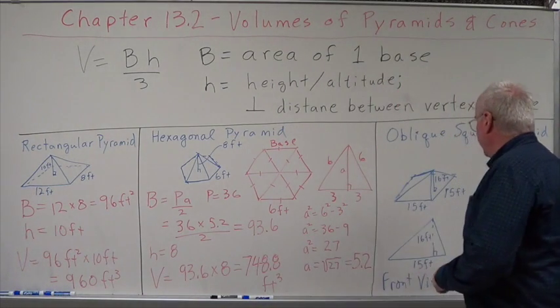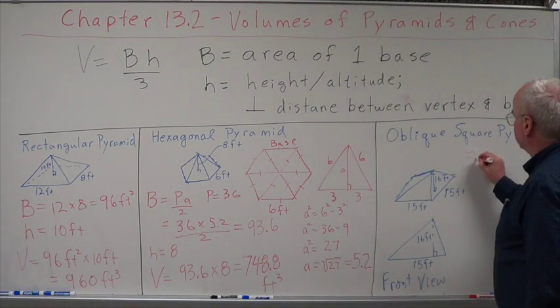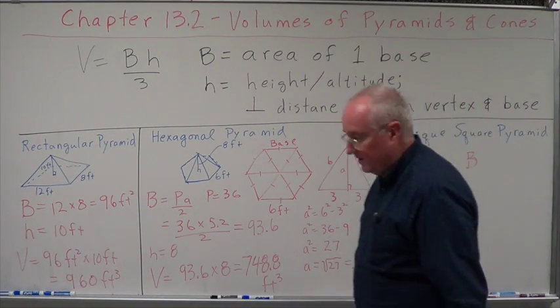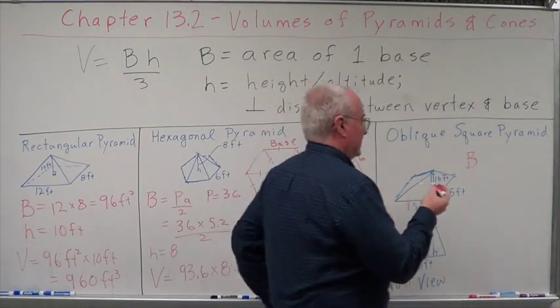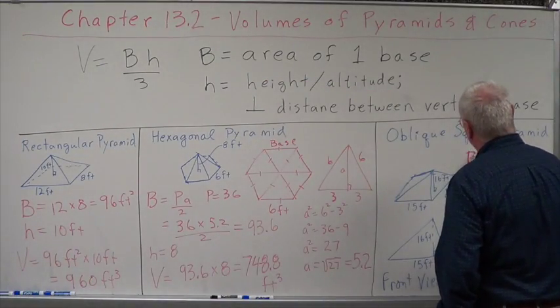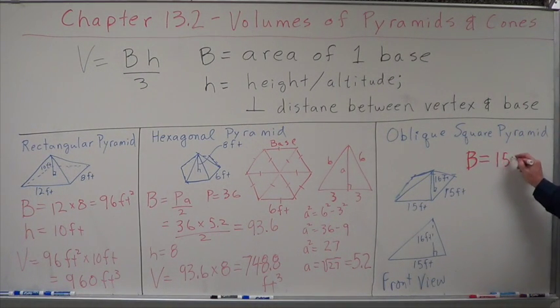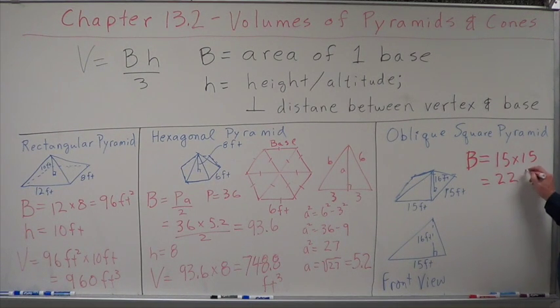Okay? So what do we got to do? Well, what's our B? Let's throw that thing away and get something else over here. See if we've got another one that's going to work for us. Okay? Ooh, that looks a lot better. Our B is simply going to be 15 times 15. I think that's 225. Check that and make sure.